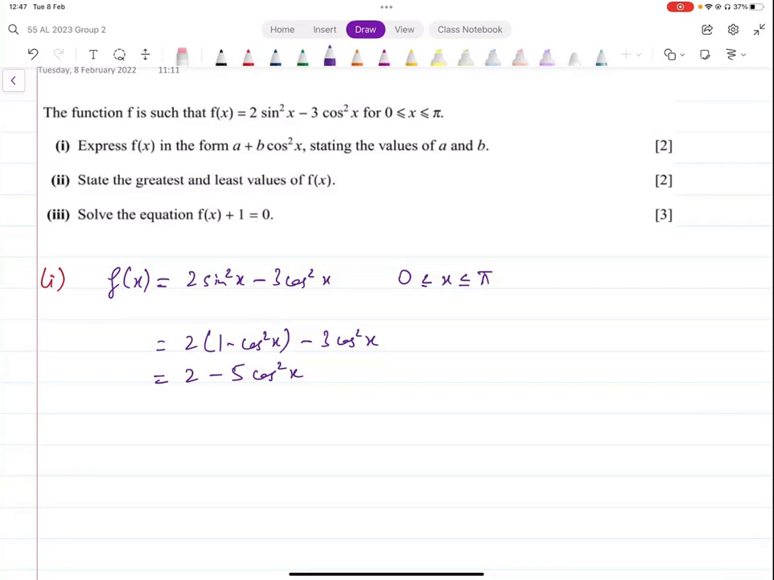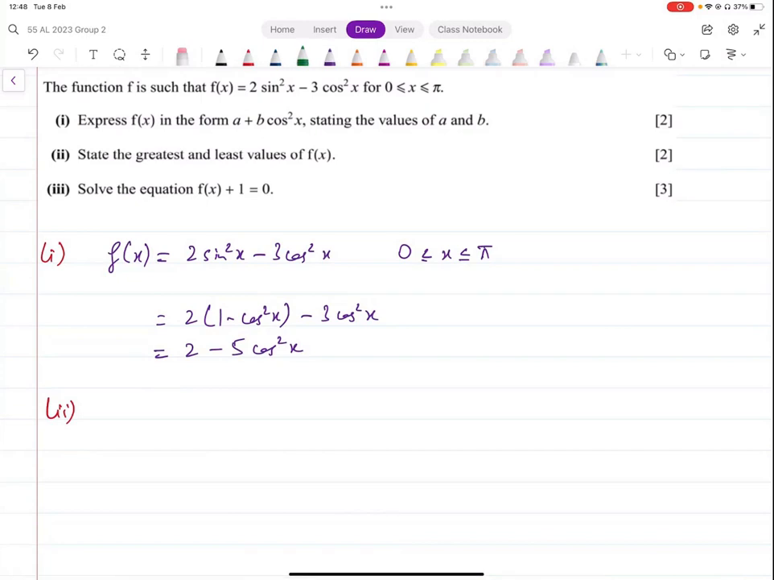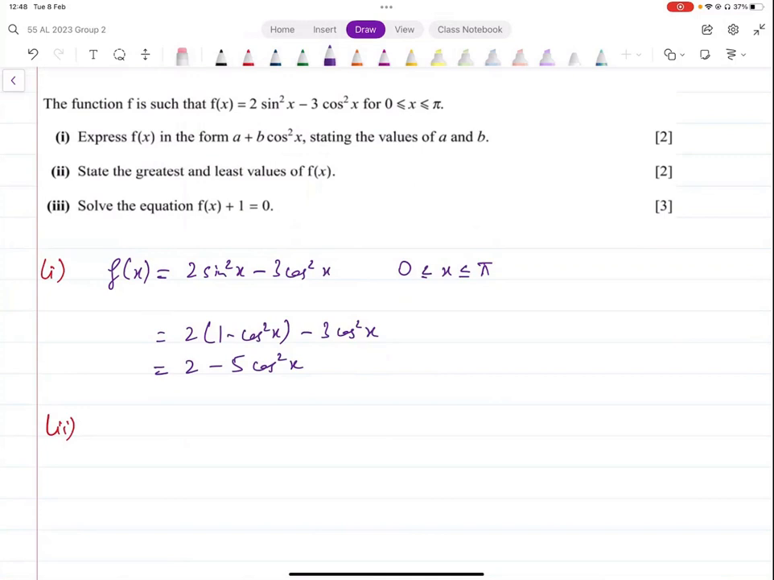Okay, now let's look at the second part. Second part में कहता है state the greatest and the least values of f of x. So essentially we're looking for the range of f, right? उसकी minimum or maximum value find करनी है, range find करनी है. That's what you want to do here in the second part. What do we get? How do we think about this? Anyone? Range कैसे find करें इसकी?